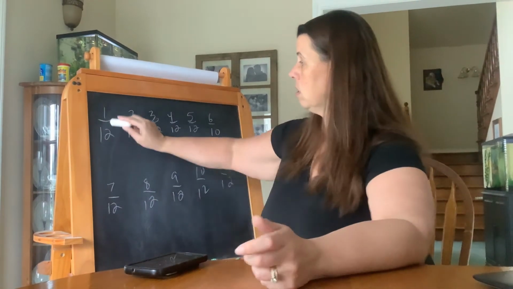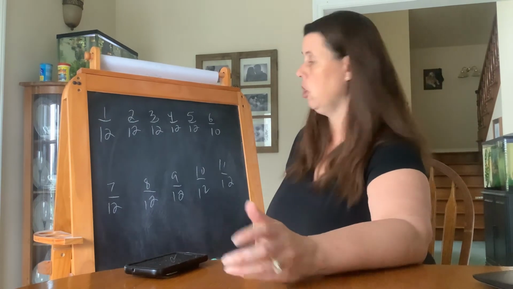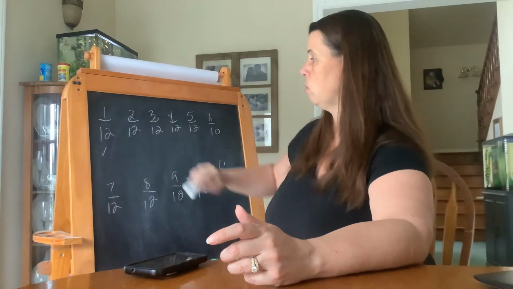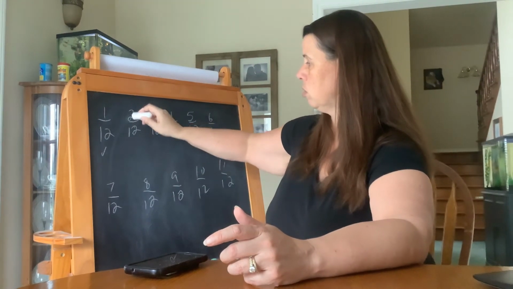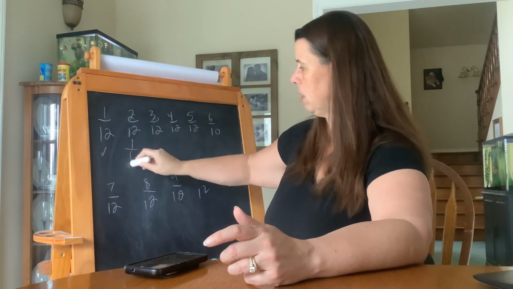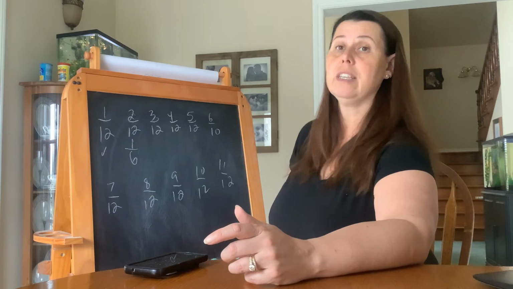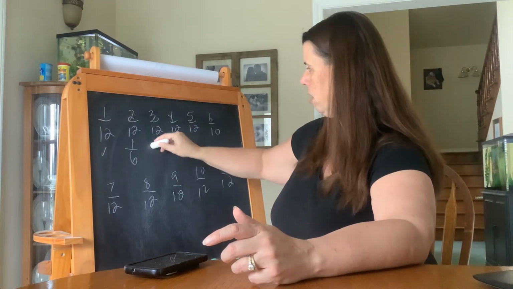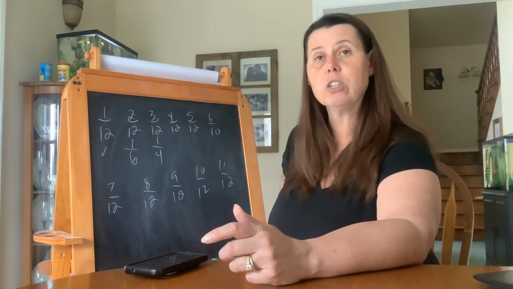Okay, 1/12. Does anything other than 1 go into 1 and 12? No. So this is lowest terms. 2/12. Does 2 go into 12? Yep, so we can simplify that. So I divide them both by 2. 2 divided by 2 is 1. 12 divided by 2 is 6. 3/12. Does 3 go into 12? Yes, so I'm going to divide them both by 3. 3 divided by 3 is 1. 12 divided by 3 is 4. 4/12. Does 4 go into 12?